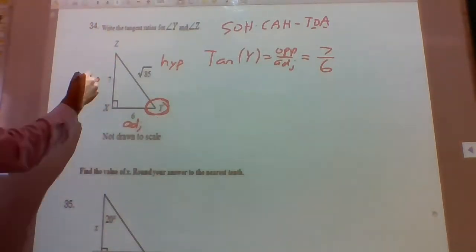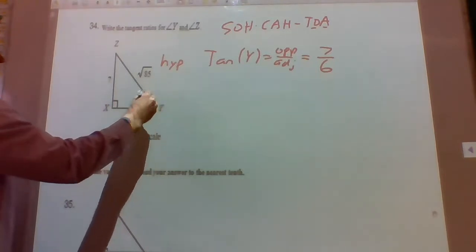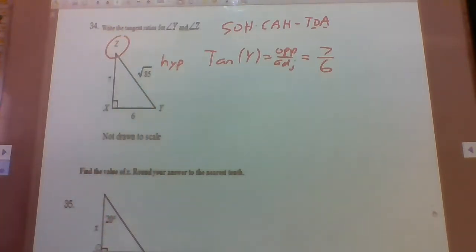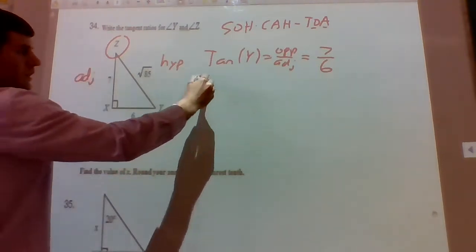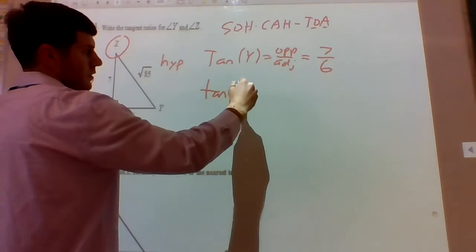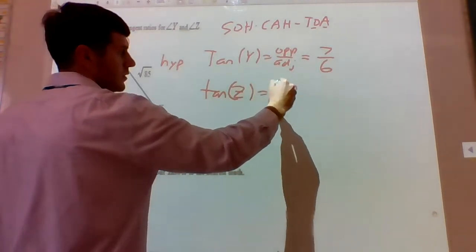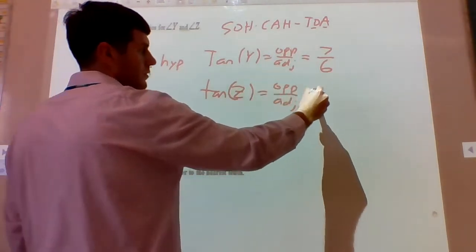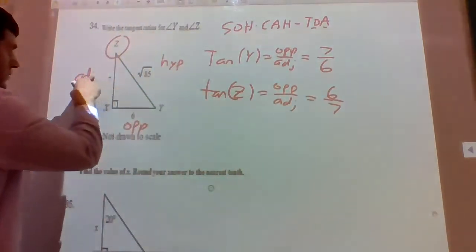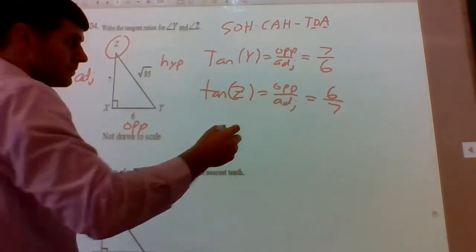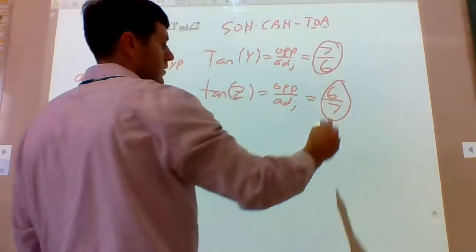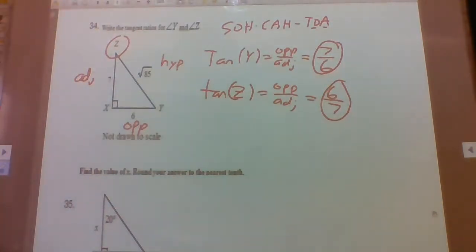Let's erase. Now we're going to do Z. The hypotenuse stays the same. Next to Z is the adjacent, across from Z is the opposite. So tangent of angle Z is opposite over adjacent, which is 6 over 7. Six is opposite, 7 is adjacent. So we label the hypotenuse first, circle the angle, then label the next two sides: adjacent, and across from it, opposite.